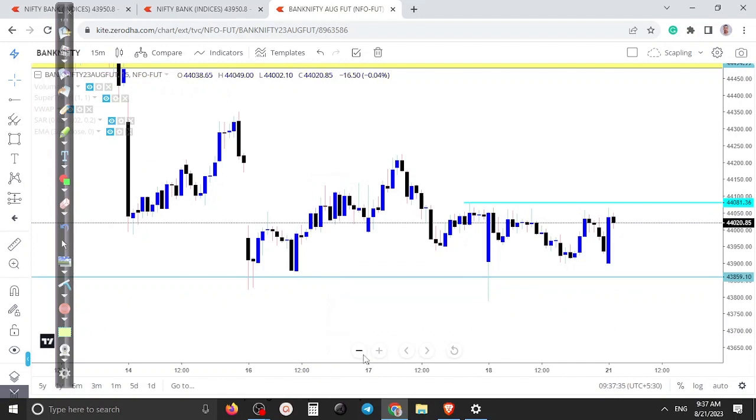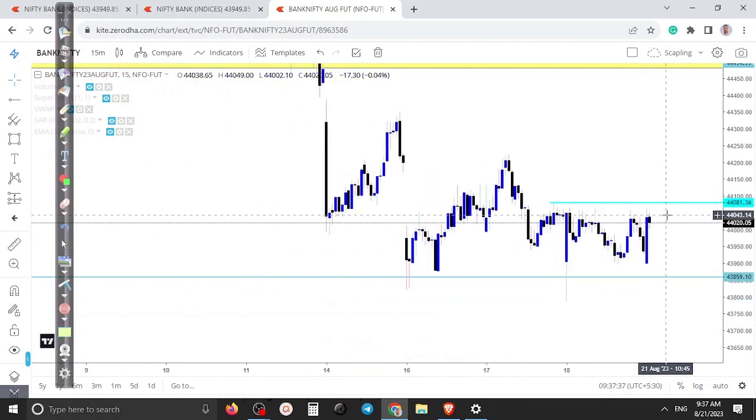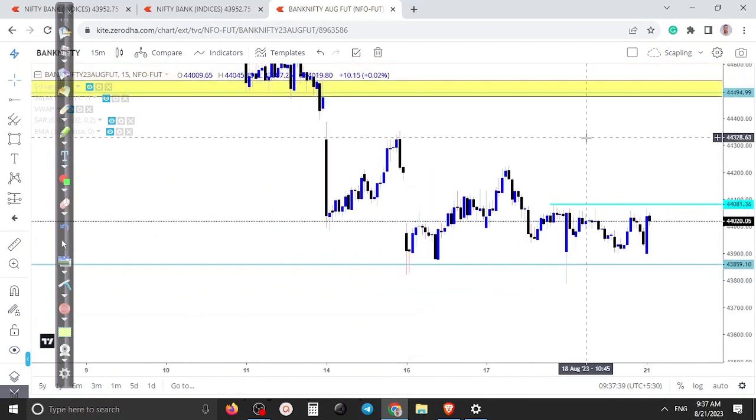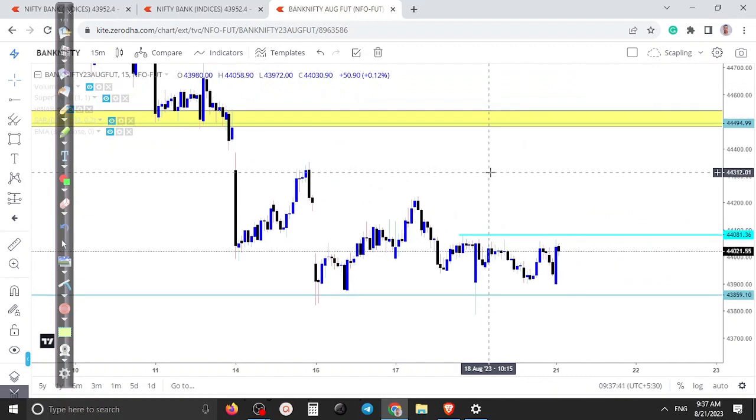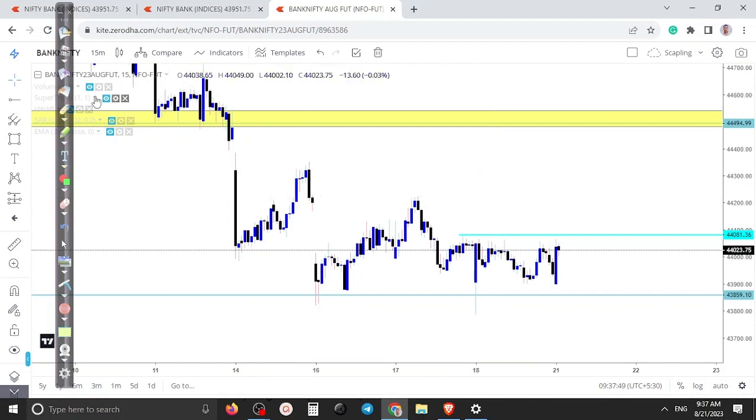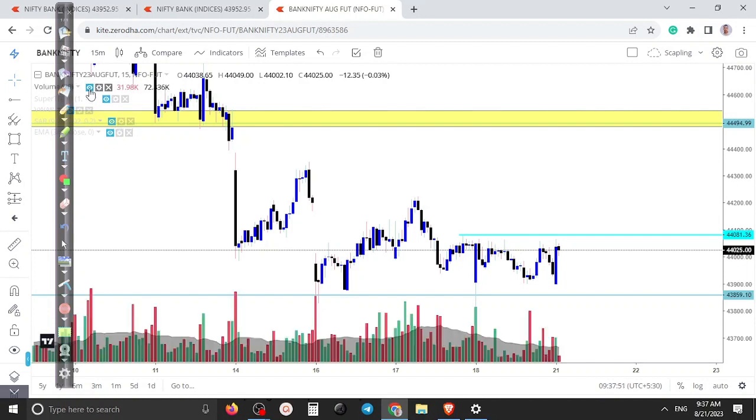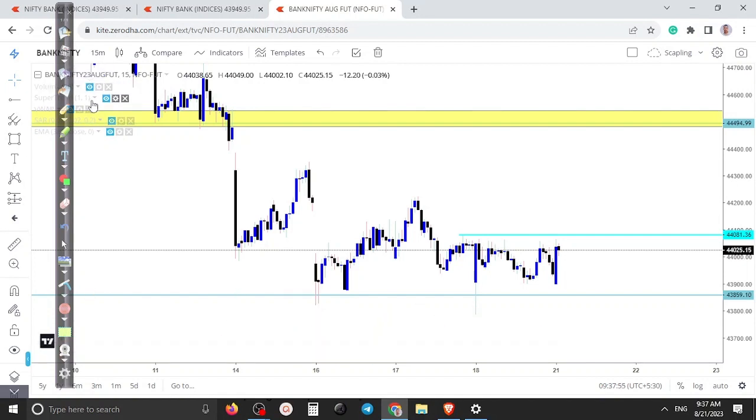So we find out the pattern and the level in the H1 chart. Now our entry will be around 15 minutes and 5 minutes. That is the important thing. In that case, I'll use VWAP. Let me take volume. Volume also perfect. Now let me use VWAP.